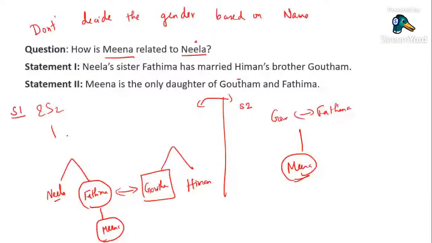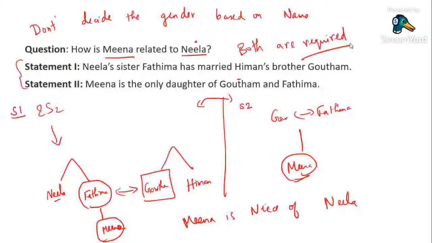Now let's combine both. After combining both, I got to know: Gautam, Fatima, and here I should place Meena. How is Meena related to Neela? Meena is the sister's daughter of Neela. So this question can be answered, and both statements are required, only by combining both. Be very careful. Got it?